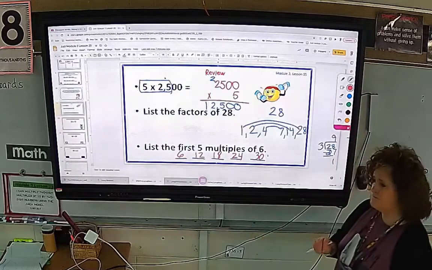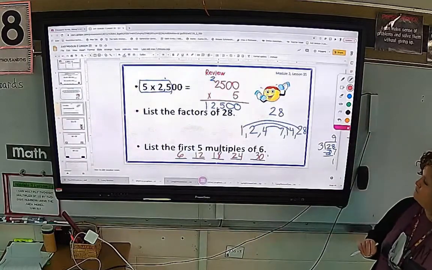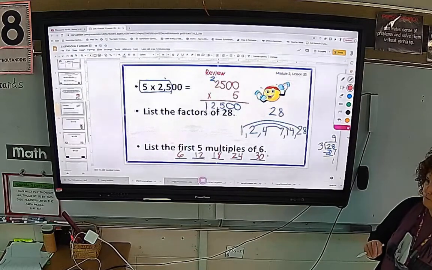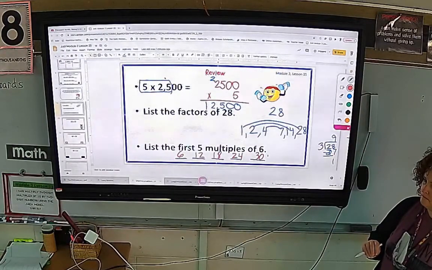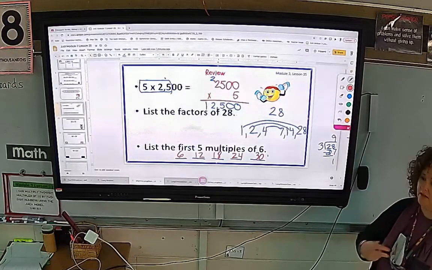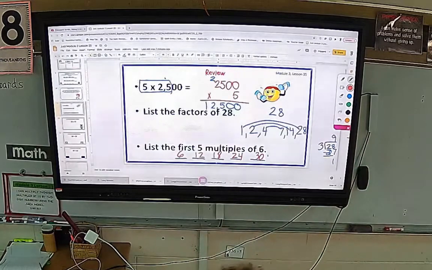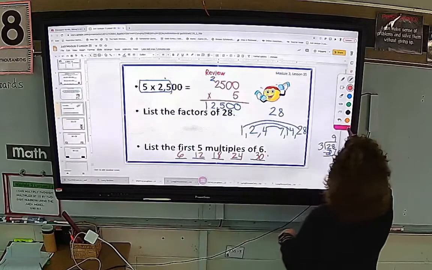Pretty much, when it says list the first, like, any number of multiples of the number, all you have to do is multiply that number, get what you get, and then subtract by that number to get there. That's another way to get there. That's definitely another way. So that's what's neat about math: there's more than one way to figure something out. All right, so this was all of our review and practice for today.